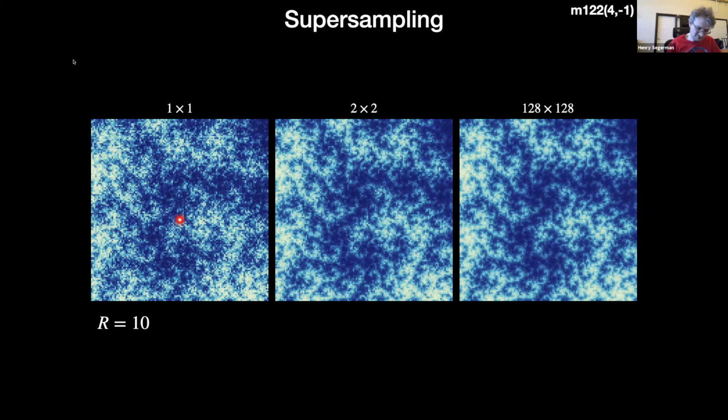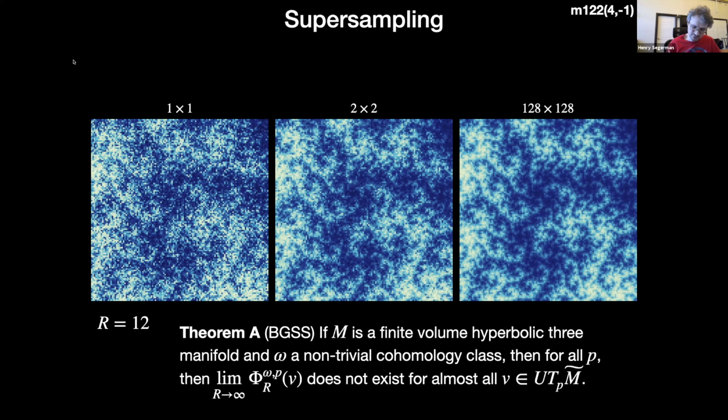At 12, we're starting to lose everything here. This is starting to get a little noisy. But over here, I want you to compare R is 12 and R is 10. There's not really any appreciable difference between them. And so the supersampling is sort of averaging out all of that noise. We're getting a more accurate picture of what's going on as we increase R.